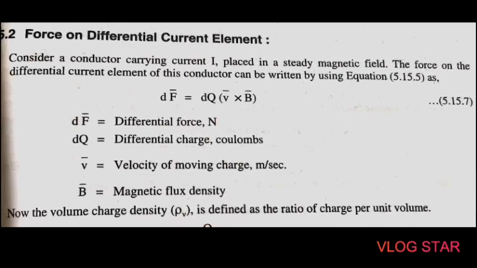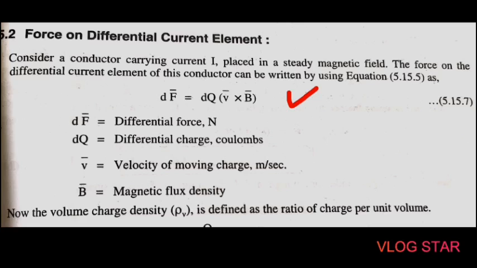Then the next point we are going to study is the force on a differential current element. In the first equation we have seen the Lorentz force equation. In the second case we have to study the force on a differential current element. For that, consider a conductor carrying current I which is placed in a steady magnetic field. Steady means rest. Okay, so here the force on the differential current element of this conductor can be written using this equation. Differential force is equal to dq in bracket V bar into B bar.